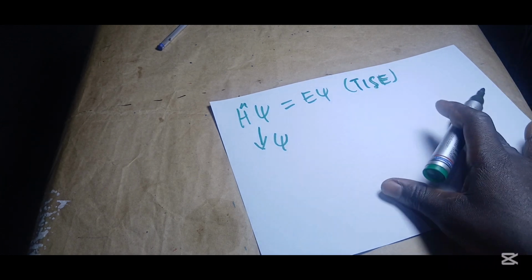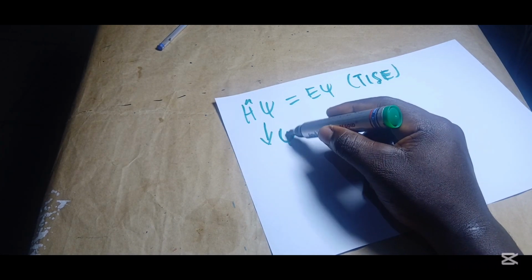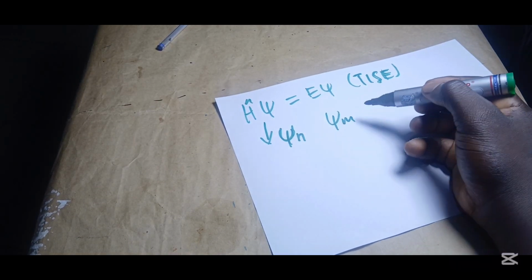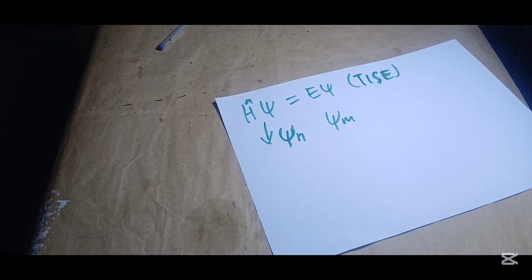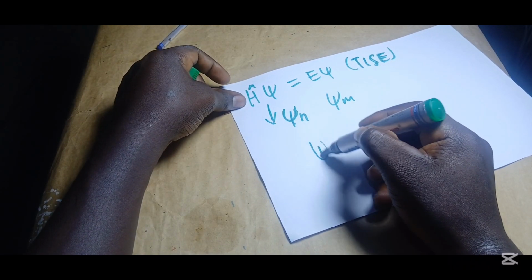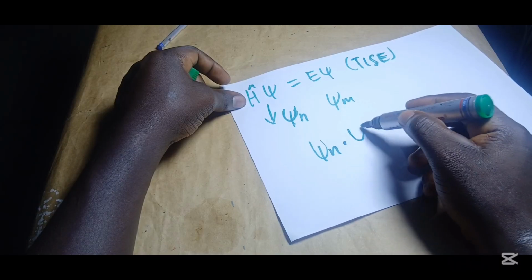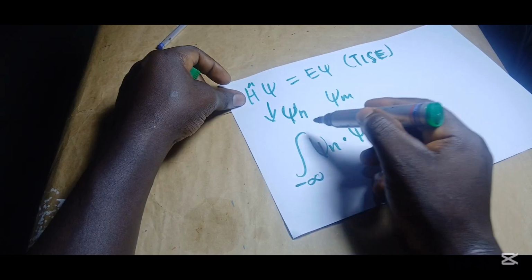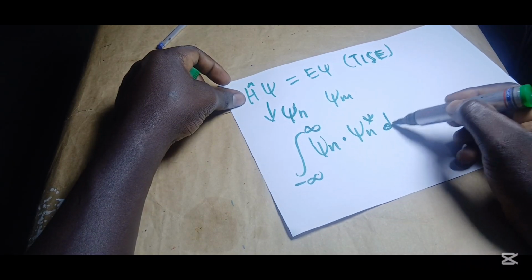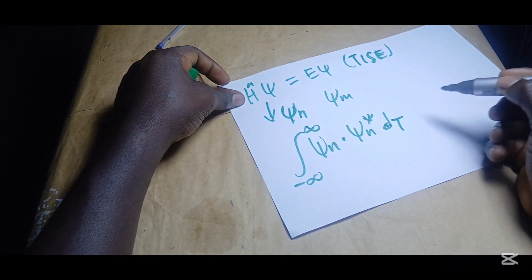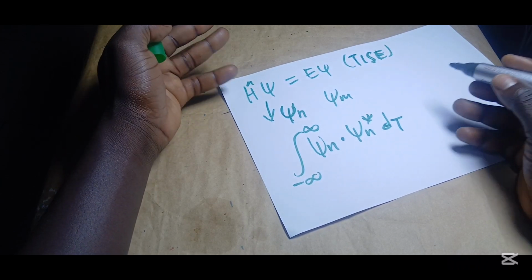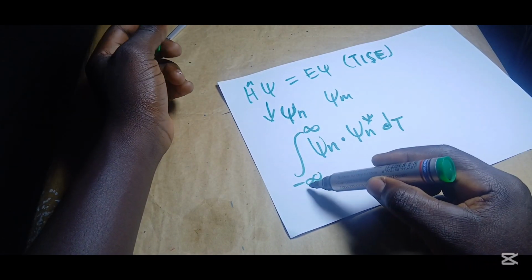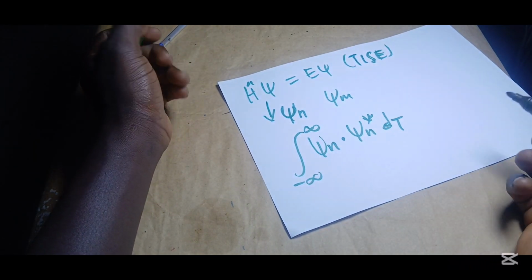And from Born's interpretation, if we get solutions from this equation, let's say psi n and psi m, and we take psi n and multiply it with its complex conjugate, integrating from negative infinity to positive infinity, it should give us 100% probability of finding a particle within the wave function. I mean, within the small space available, which is from minus infinity to positive infinity.